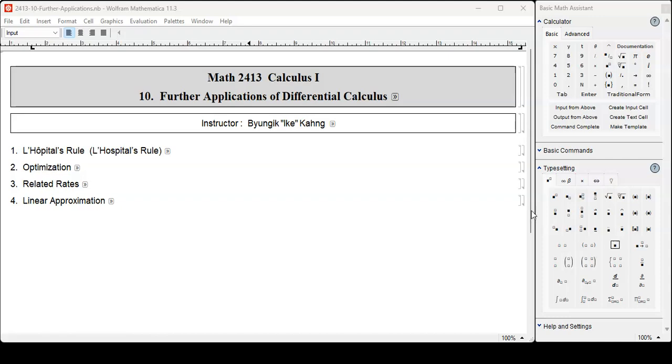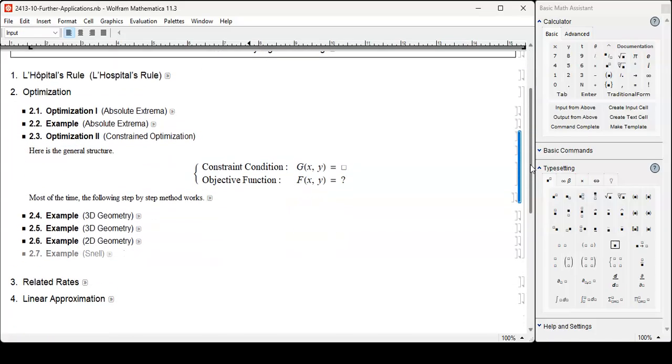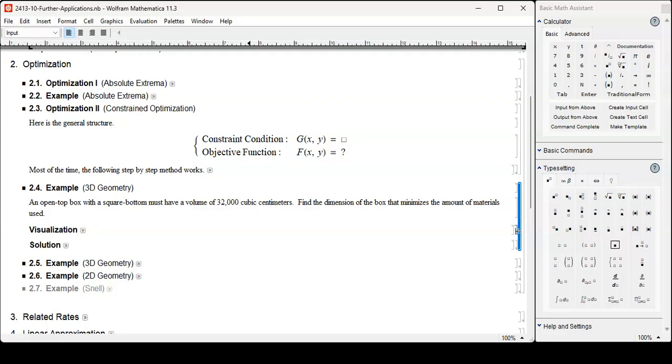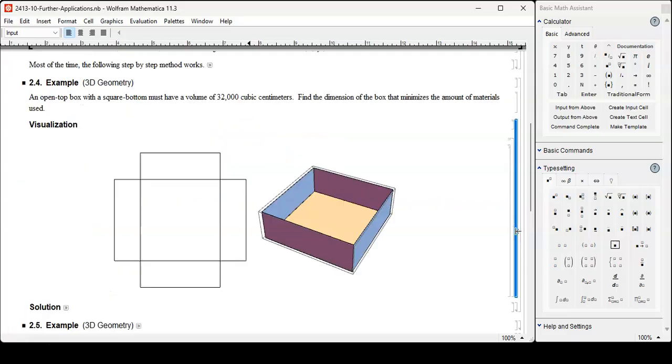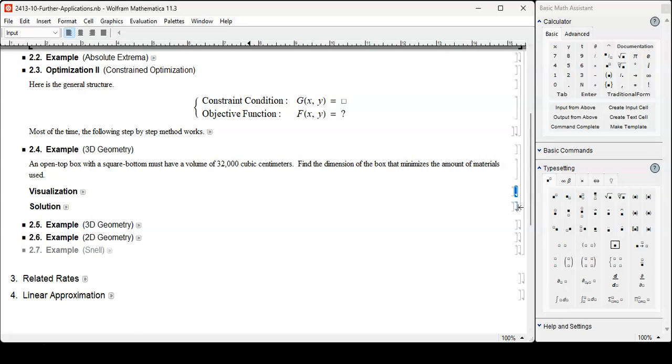Hello students, welcome back. Previously we went through a constraint optimization problem, which is typically structured this way, and an example problem associated to this visualization. How do you minimize this area right here? That was the problem, remember? And the solution went like this.